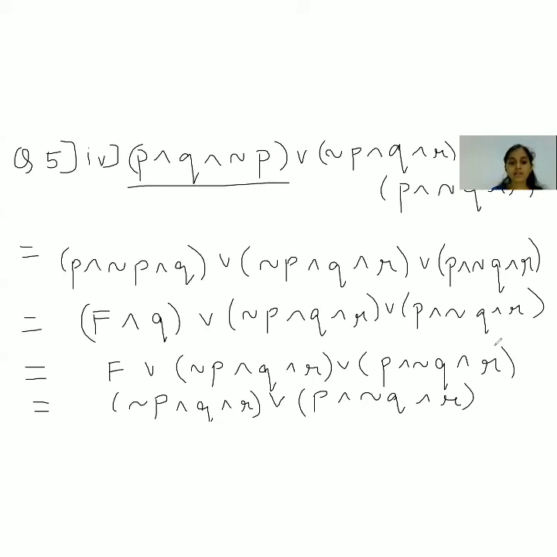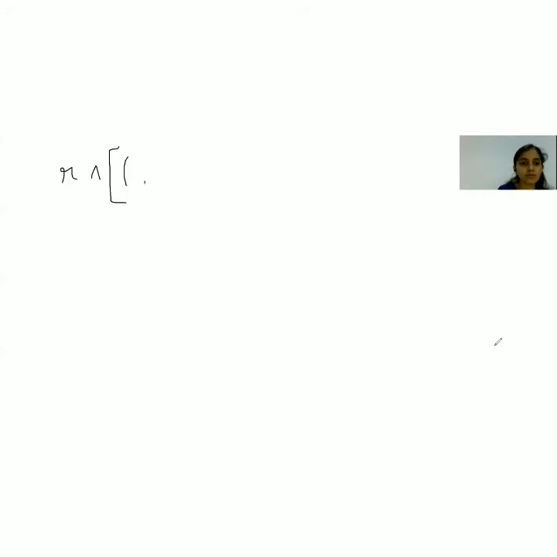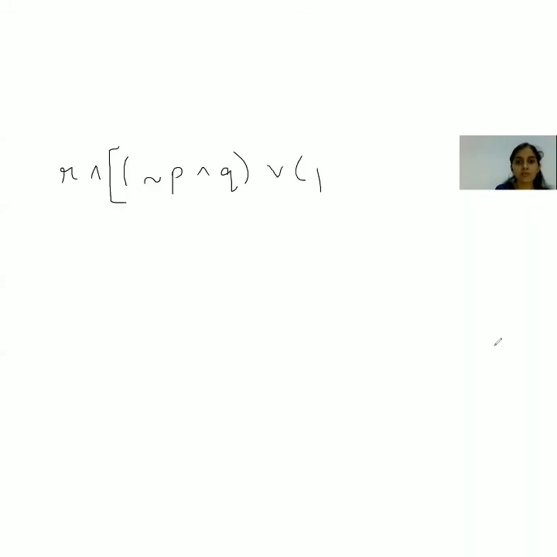So observe these two brackets. We have R and common in both. So we are going to take R and common. So we write it as R and. And the first bracket is negation P and Q, or P and negation Q. This is our bracket that is left. Now we'll do the expansion inside the bracket, or we can say the distributive law inside the bracket. So negation P and Q or P and negation Q.